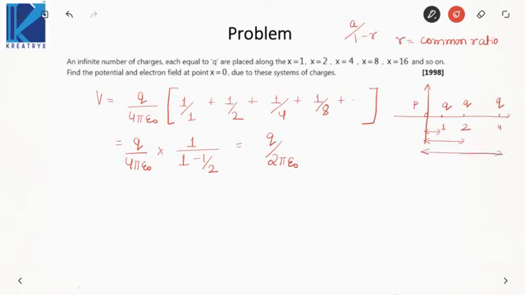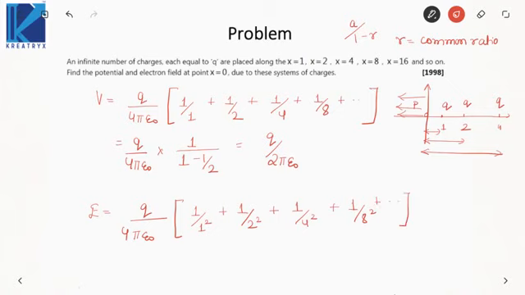Now the electric field due to all the charges will be away from the charge because all are positive, which means the electric field also lies in the same direction, so it will directly be added up. But here in electric field we have q by 4 pi epsilon r square. So 1 by 1 square, 1 by 2 square, 1 by 4 square, 1 by 8 square.